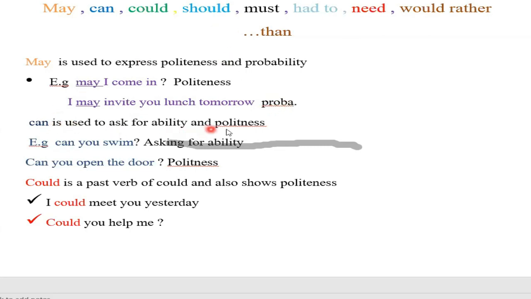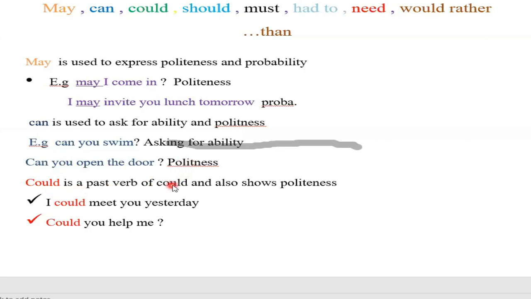The second is can. Can is used to ask for ability. It can also be used to be polite, as a permission. But most books say that may is more polite than can. Can is used most of the time to ask for somebody's ability. Can you speak English? Can you speak French? Like that. Can you open the door? Here it is used as polite, to describe permission, right?